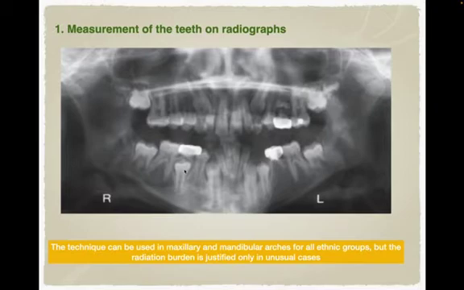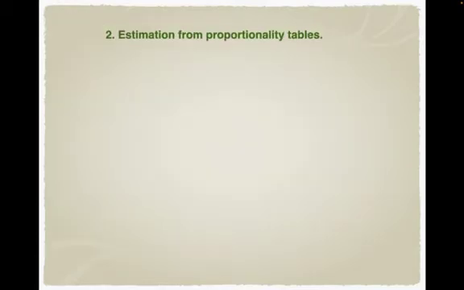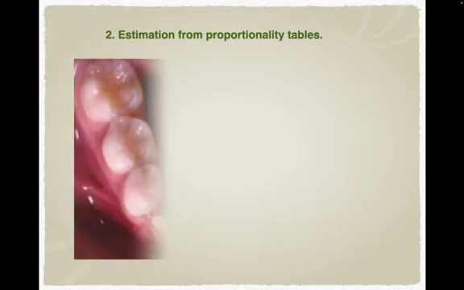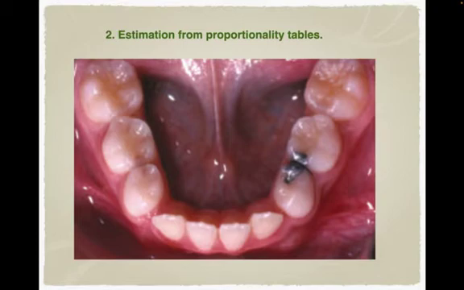The main disadvantage of this technique is that you need too many X-rays, the X-rays must not be distorted, and that is really difficult when it comes to the canine. But the main disadvantage is the amount of radiation that we expose the patient to. For that reason, another way of estimating the mesiodistal width of the unerupted teeth came from what we call a proportionality table, which was introduced by Moyers.